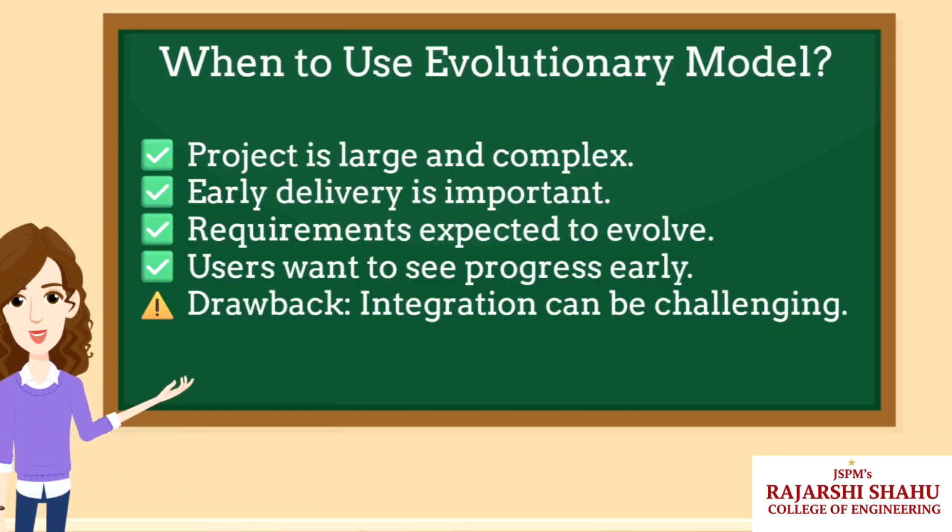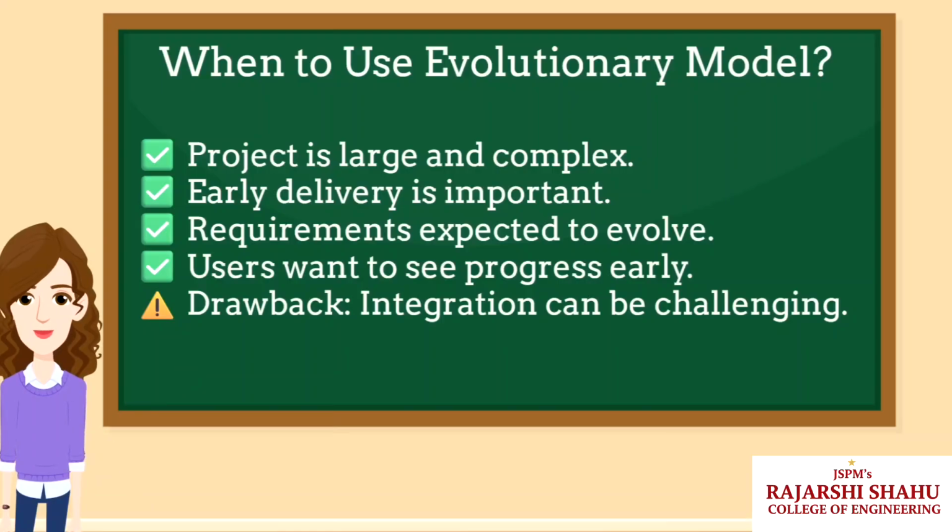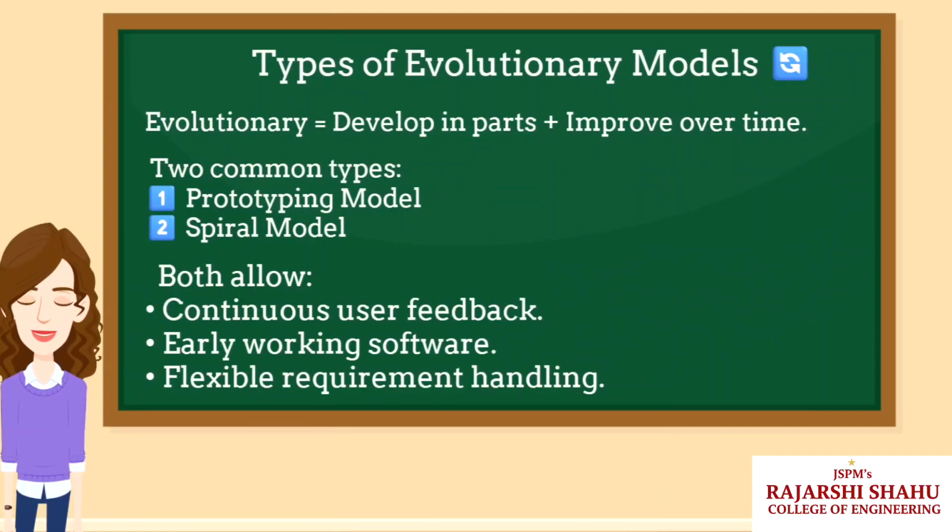Just be mindful. Integrating all the pieces later can be challenging. The evolutionary approach means building software in parts and improving it over time. Two common types are the prototyping model and the spiral model. Both allow continuous user feedback, early delivery of working software, and flexibility in handling changing requirements.